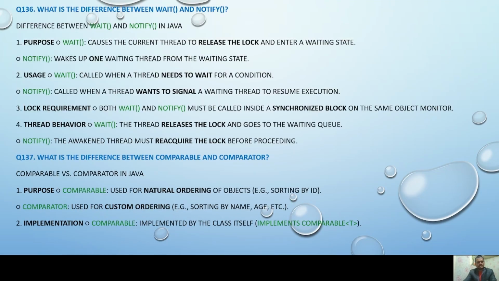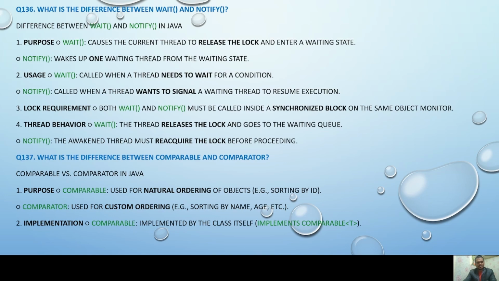Next question. What is the difference between wait and notify? Purpose: wait causes the current thread to release the lock and enter a waiting state. Notify wakes up one waiting thread from the waiting state. Usage: wait is called when a thread needs to wait for a condition. Notify is called when a thread wants to signal a waiting thread to resume execution.